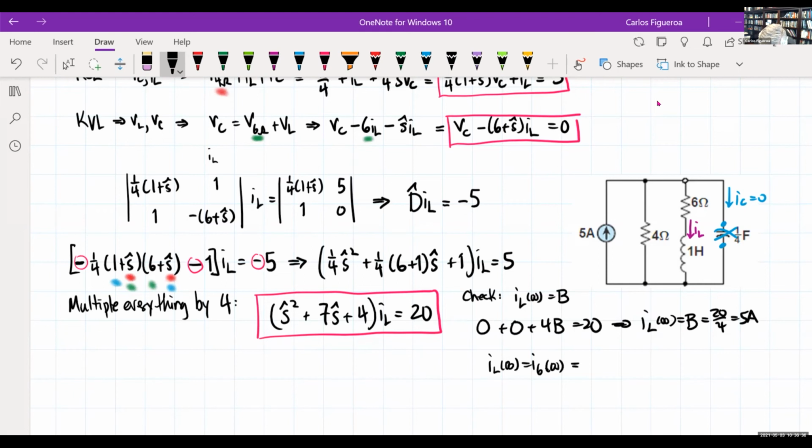So if I use the current divider rule, it should be 4. So to get the current of the 6, it's got to be the opposite resistance, 4 plus 6, times 5. So what am I getting here? I'm getting 20 divided by 10. Wow, I am not getting that result. Am I doing something silly? 20 divided by 10 is 2. I'm getting 2 amps. This tells me that I have a problem.